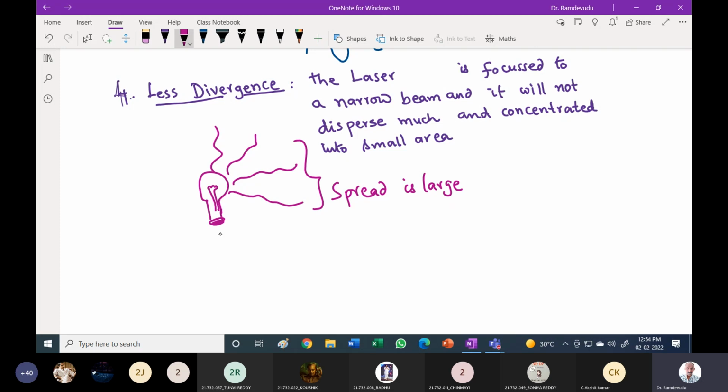But if I take a laser beam, I'll take a laser here, a laser pointer. You might have seen laser pointers when you are playing at your houses with lasers.